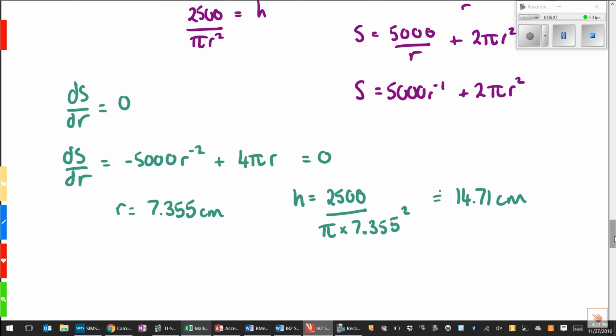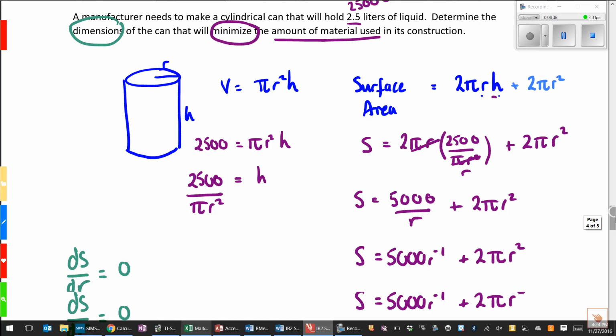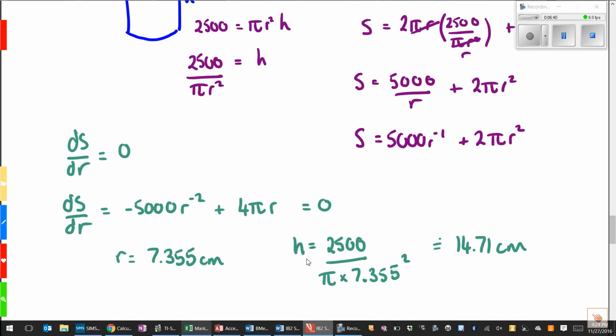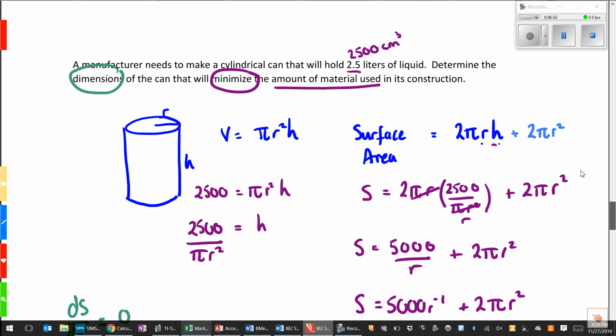Okay, so finally, just a final check: dimensions of the can that will minimize the amount of material. Okay, so I found r of 7.355 centimetres, which makes sense, and therefore the height being 14.71, that would use a surface area, we think, of the minimum amount of material used to give that volume of 2,500 centimetres cubed.